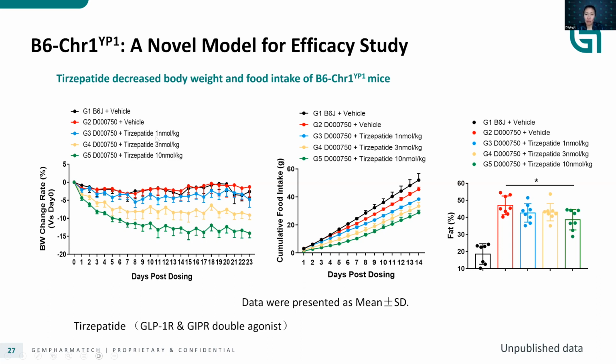So we give the TZP in 3 different doses. In the 3 graphs shown you here, the YP1 mice after high-fat diet treatment responded to the TZP in a dose-dependent manner. So this data is very encouraging. We're thinking to further develop this and potentially use the YP1 mice as a NASH testing tool.